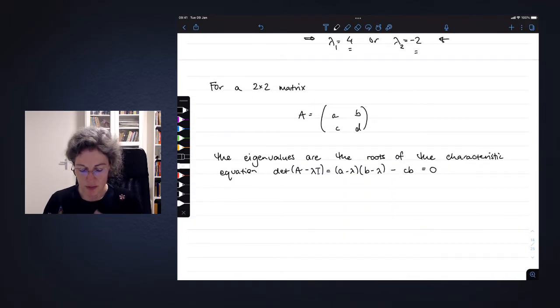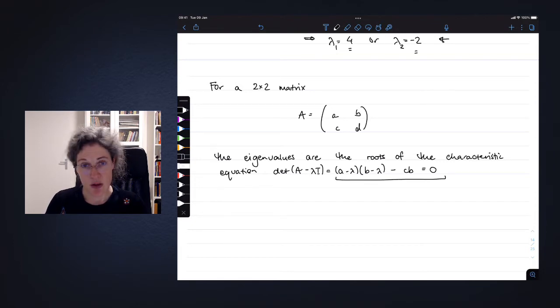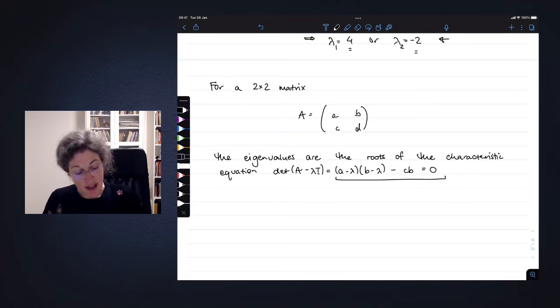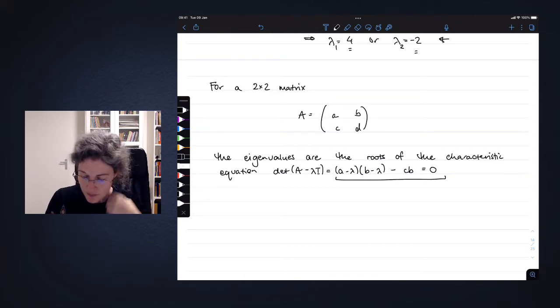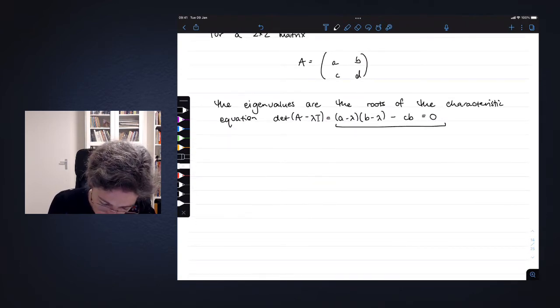So just to abstract from the specific example and recap if you haven't seen it before, for a 2 by 2 matrix, which has entries A, B, C, D, the eigenvalues are the roots of the characteristic equation, which is given by this thing over here. So we just found that. Okay. Phew. So we have found the eigenvalues. Now we want to find the eigenvectors. So let's find the eigenvectors.